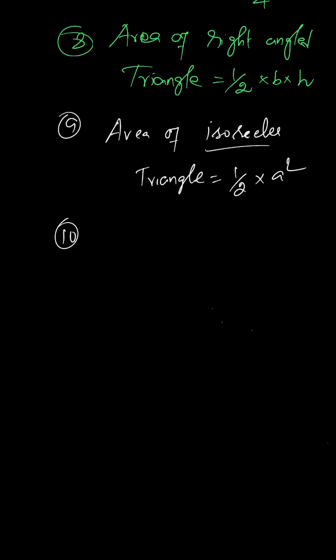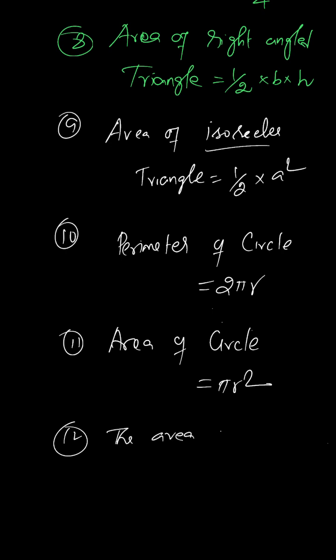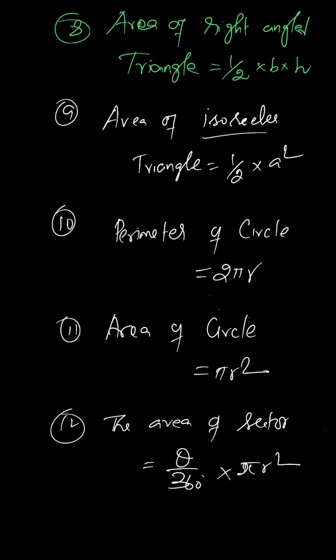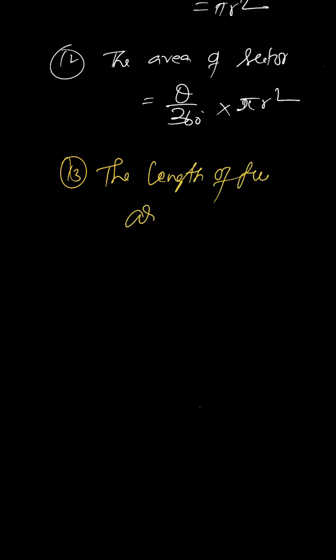Circumference of circle. Circle oda circumference adhaadu perimeter of circle is equal to 2 pi r. 11th one, area of circle is equal to pi r square. So 12th one, the area of the sector is equal to theta by 360 degree into pi r square. So 13th one, enna appadina the length of the arc is equal to theta by 360 degree into 2 pi r.